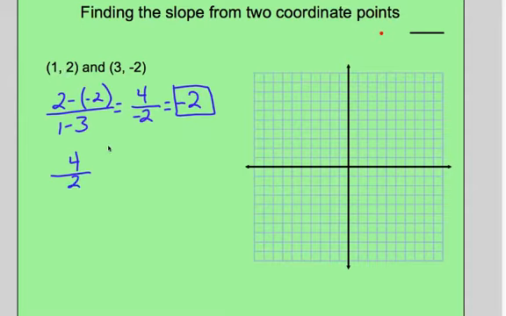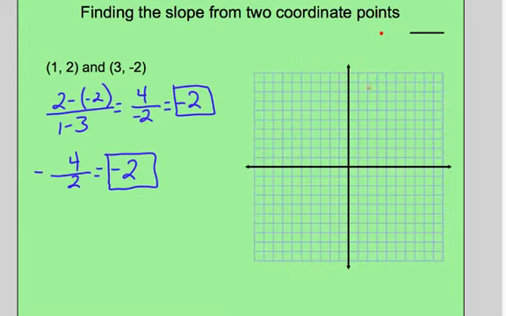Now let's check for our sign. From 1 to 3, I'm going up. From 2 to negative 2, I'm going down. Because 1's going up and 1's going down, I know this has to be a negative slope. And so I end up with negative 2. When I do 4 divided by 2, I get that. And that's my slope. Let's check it with the graph and see if that works too.